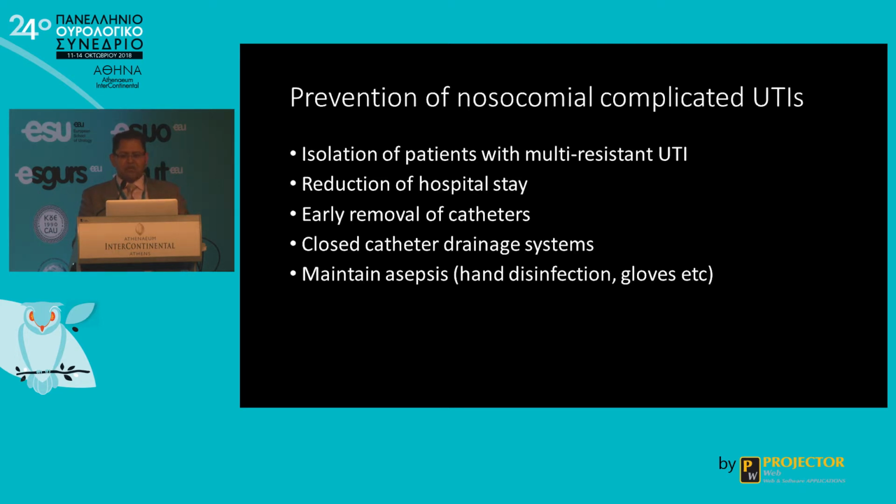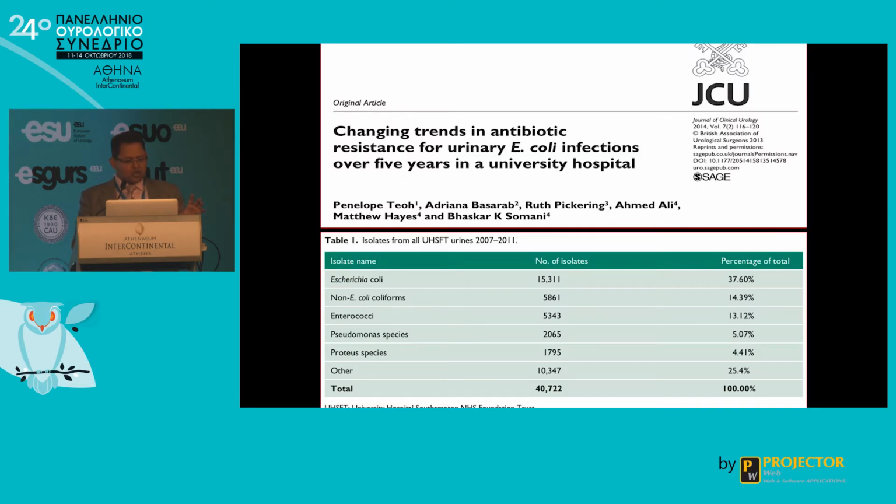How do you prevent hospital-acquired infections? You isolate them. If patients have got multi-resistant infection, they should be in a side room. Reduce hospital stay, remove the catheters early. The catheter should be in a closed drainage bag so that you're not having to empty it, and general asepsis. Now, this is what I'm talking about regional.